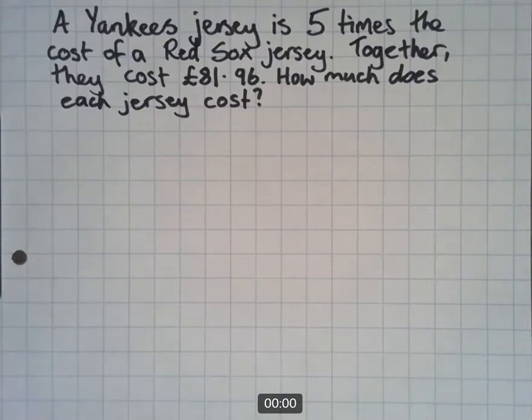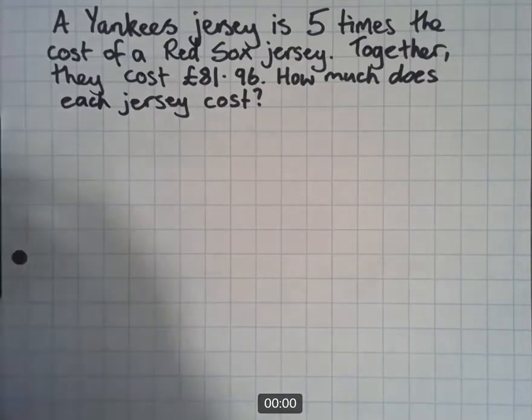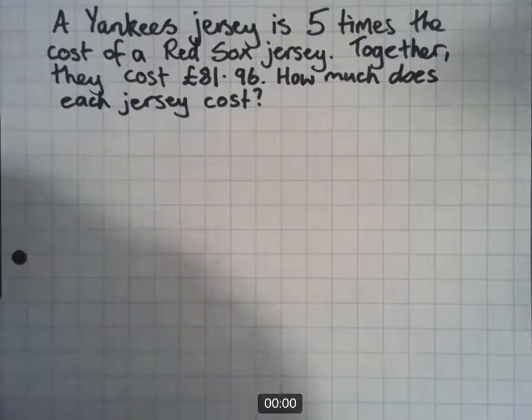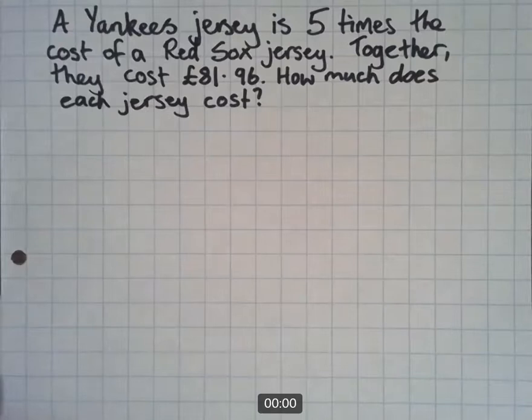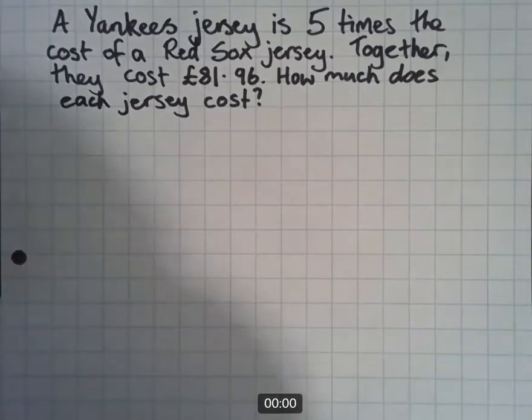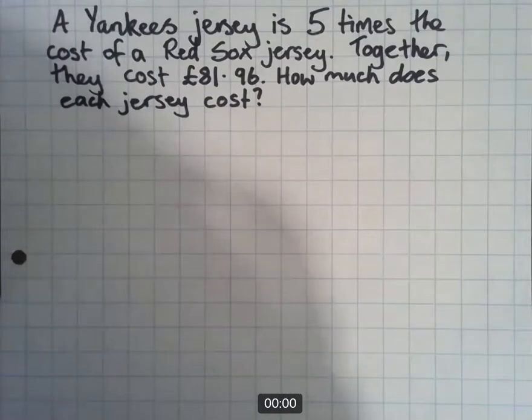So I thought I'd do a little video just to help you with questions 6 and 7, I think it is, of your extension task today. And they look a little bit like this. A Yankees jersey is 5 times the cost of a Red Sox jersey. Of course it is. It's going to be worth 5 times more, at least. Together they cost £81.96. So how much does each jersey cost?